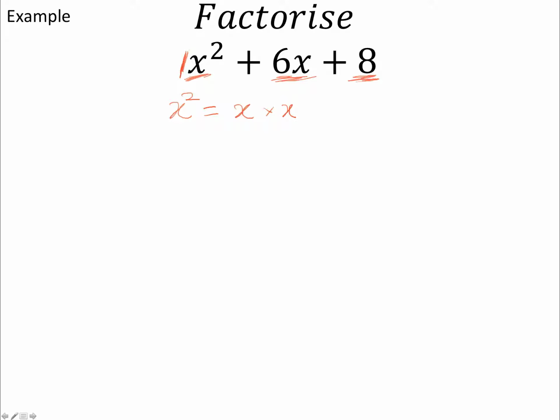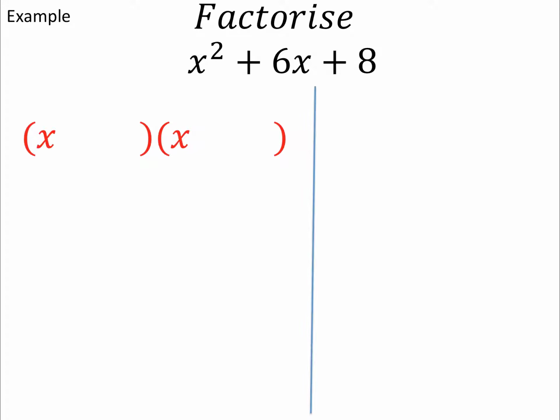So let's start. You start by creating your two brackets. We know that if we multiply this x and x, we're going to get x squared, so we are happy with the x squared. We are sorted. Now, what combination of numbers will give us 6 here and then 8 here? That's what we need to look for now.